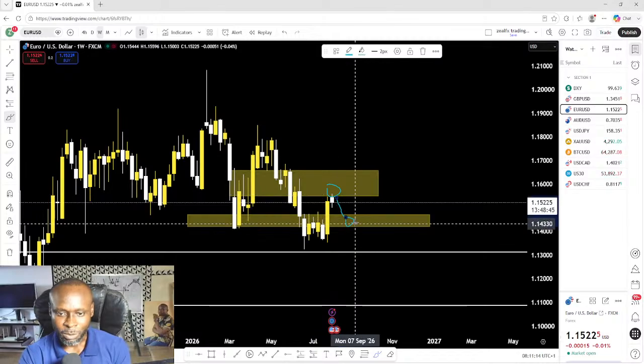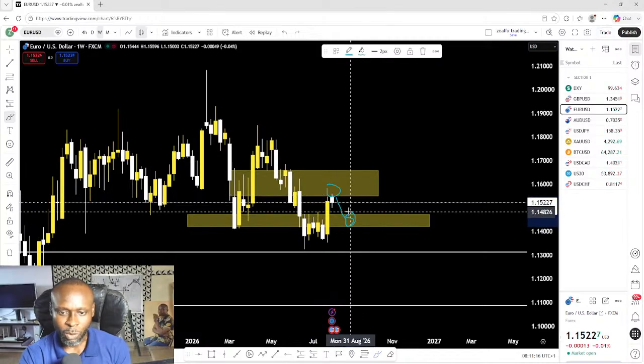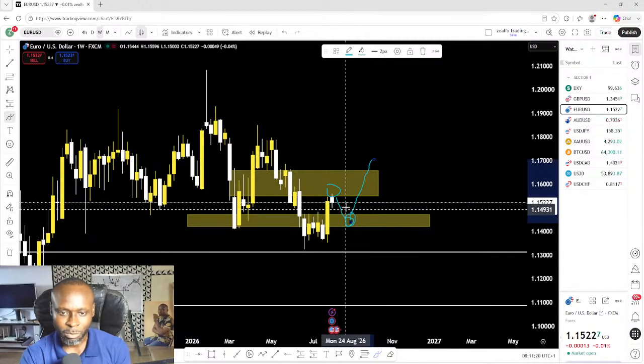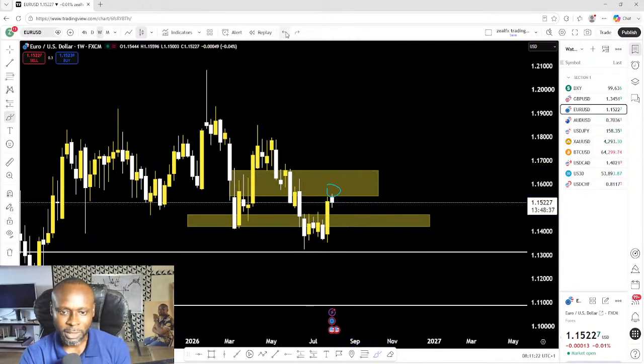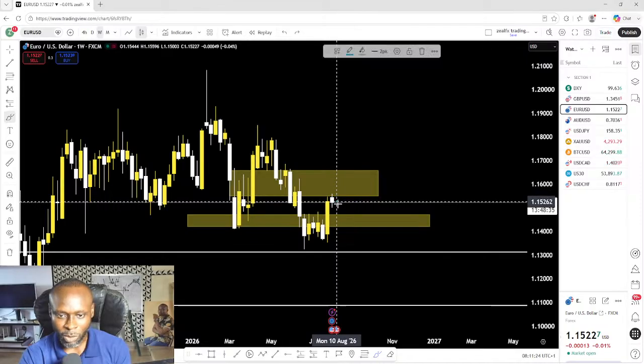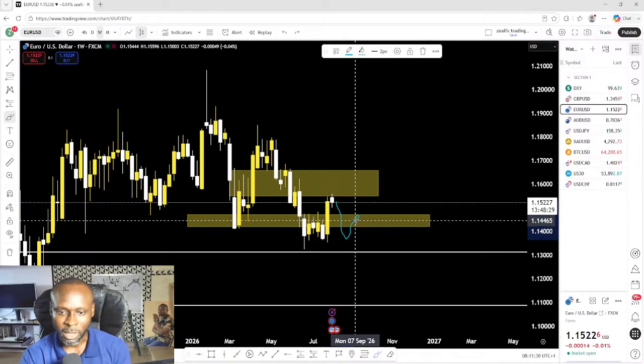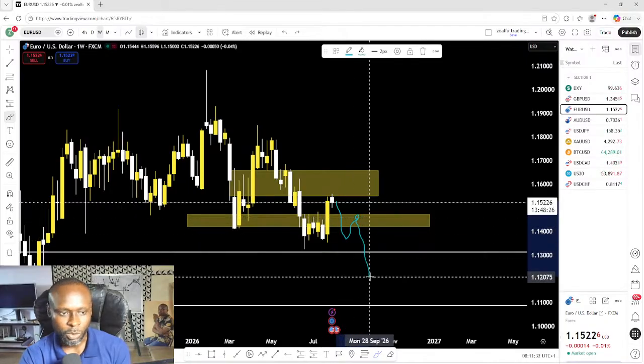If price can fail to close below this level, this will trigger a buy on Euro USD to the top. But if you see price break below this level, this will trigger a sell opportunity on Euro USD, which means Euro will retest back to this level. Then we'll see a big sell for Euro to the downside.